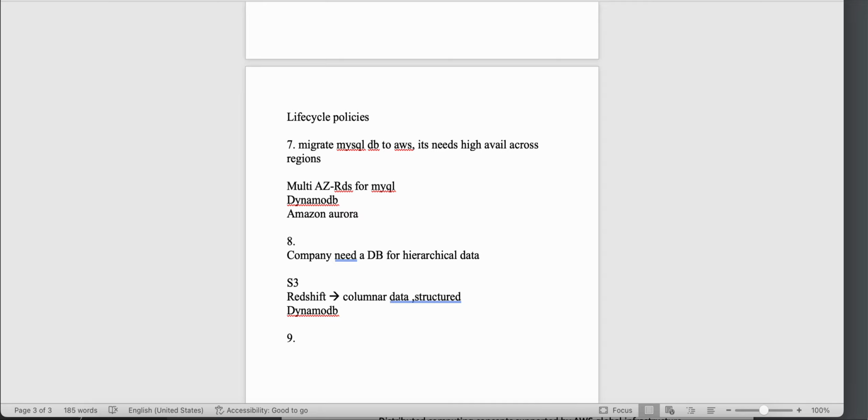What else? There were certain questions regarding Intelligent-Tiering and the Standard storage classes as well, so do see that. Further, there were certain questions on AWS PrivateLink, so read about that. I don't remember the question. And Kinesis as well, with simple use cases. Whenever you see you have to store or analyze real-time streaming data, Kinesis comes into the picture. Remember that.